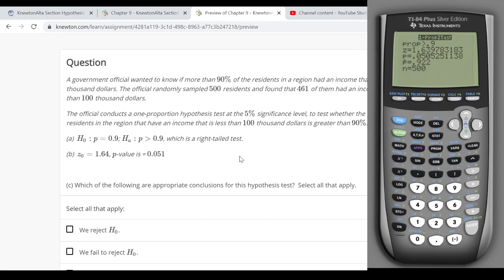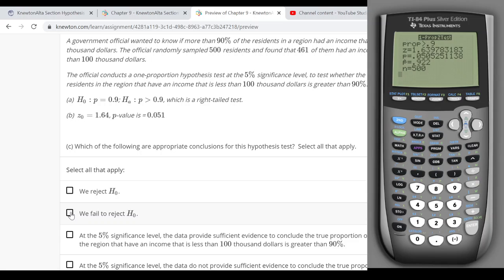Remember the alpha here was 5%. They have a 5% significance level. The p-value is bigger than that. It's 5.1%. It's barely bigger, but it is still bigger. And remember, when the p-value is larger than alpha, you do not reject the null hypothesis. So I'm going to click on the part where it says we fail to reject the null hypothesis.